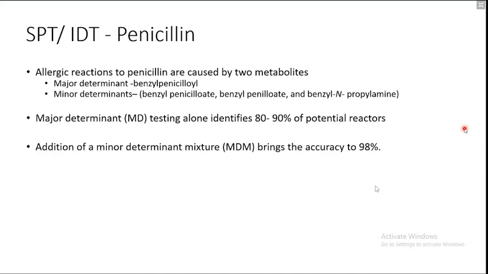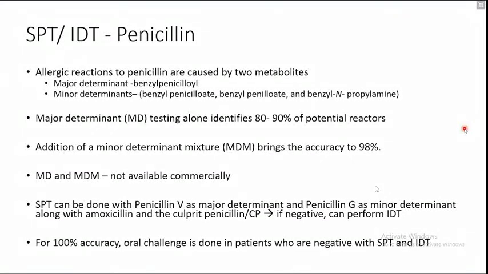And if you test with the major determinant, you can identify about 80 to 90% of the patients with the skin prick test. But if you add the minor determinants into the testing, then the accuracy of the skin prick test will increase to 98%. Now, the major determinant and minor determinant mixture is not available commercially in Sri Lanka, and in some countries also it's not available.